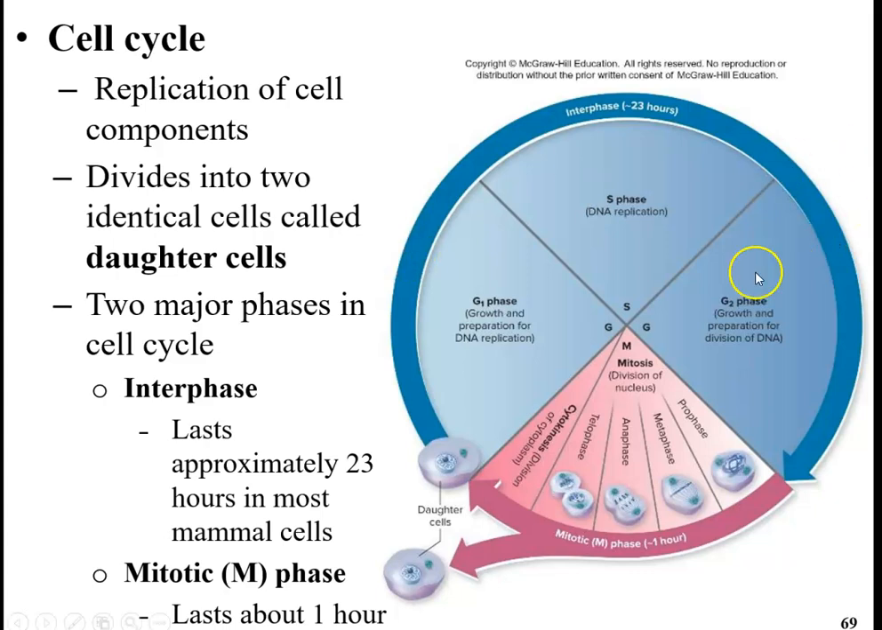There's interphase, which is this whole blue area, which lasts approximately 23 hours in most mammal cells. And this is where the replication of cell components occurs. And then you've got the mitotic phase, which in most cells lasts about 1 hour. And the mitotic phase is where the cell actually, the nucleus and the cell itself split into two.